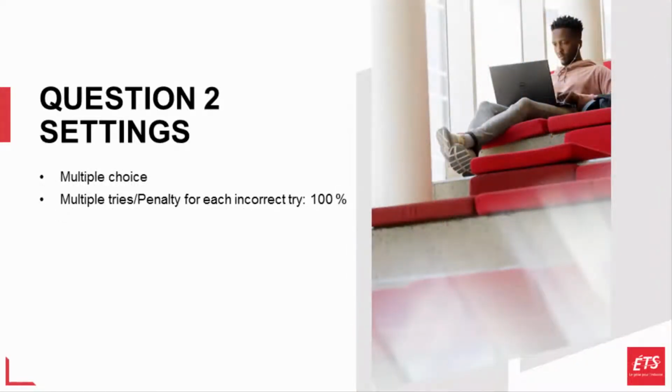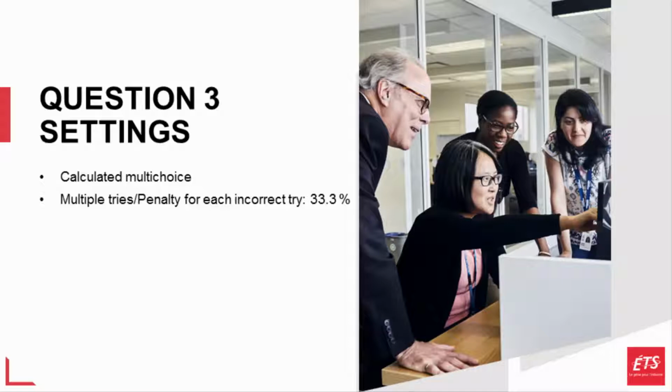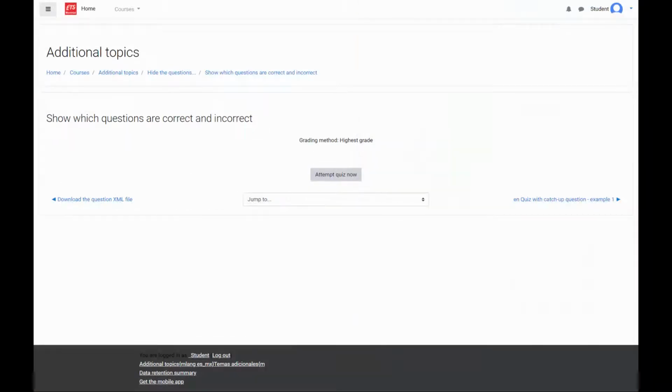Question 2 is a multiple-choice question, and the penalty for each incorrect try was set to 100%. Question 3 is a calculated multi-choice question, and the penalty for each incorrect try was set to 33%. Now let's make a first attempt.